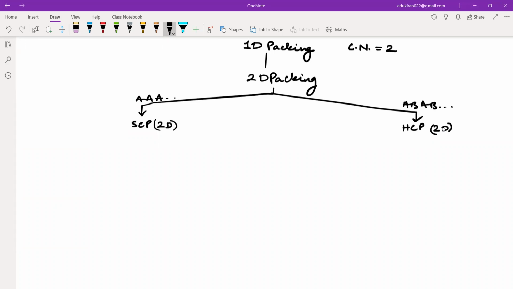Okay, now what is the packing efficiency of square close packing or AAA packing? What is the packing efficiency? Tell me, what is the packing efficiency?